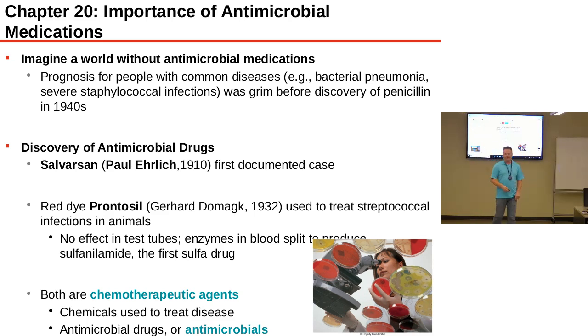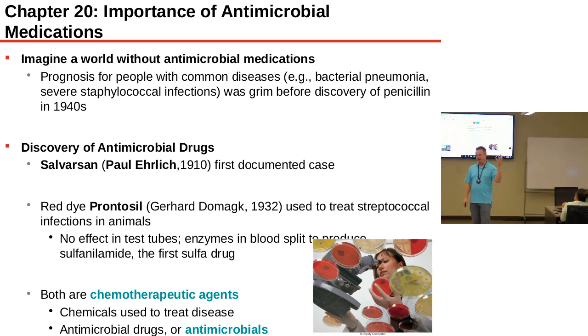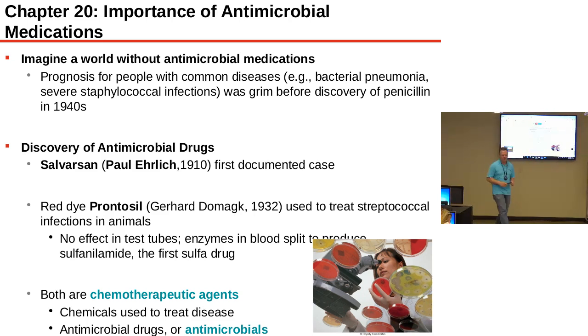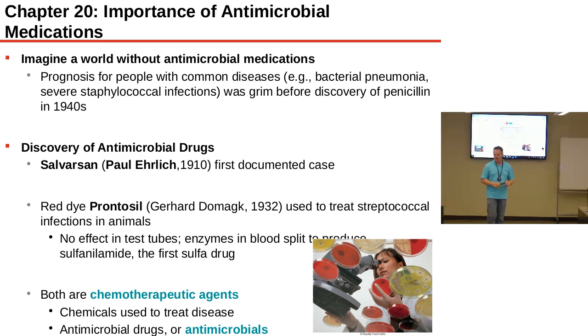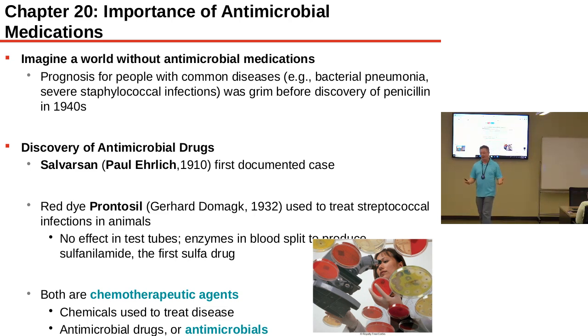It had no effect in the test tubes, which was curious. When you would try to kill the bacteria in a test tube with this particular drug, the bacteria just survived. And it was like, well, how is it possible that you have a drug that works well in the animal, but not in a test tube? Through the process of trying to understand how this drug worked, they realized that it was actually an enzyme inside the body that was cleaving that drug to make it active. And that was a very novel find for them back in the 1930s.